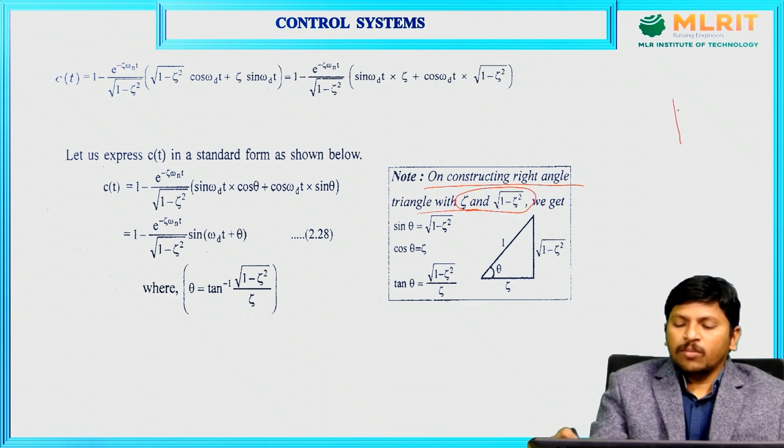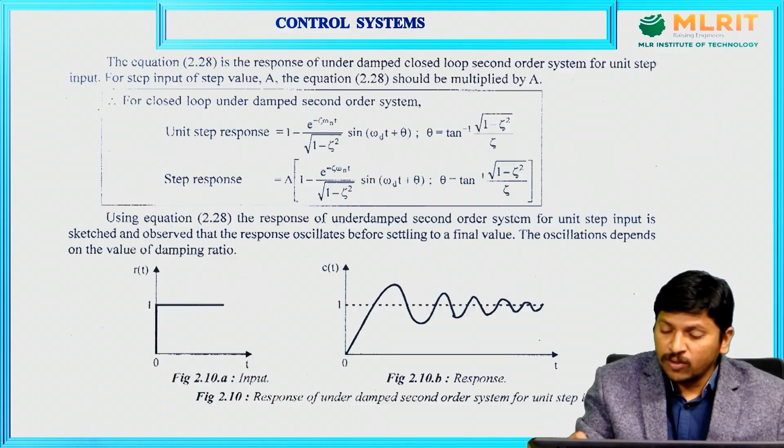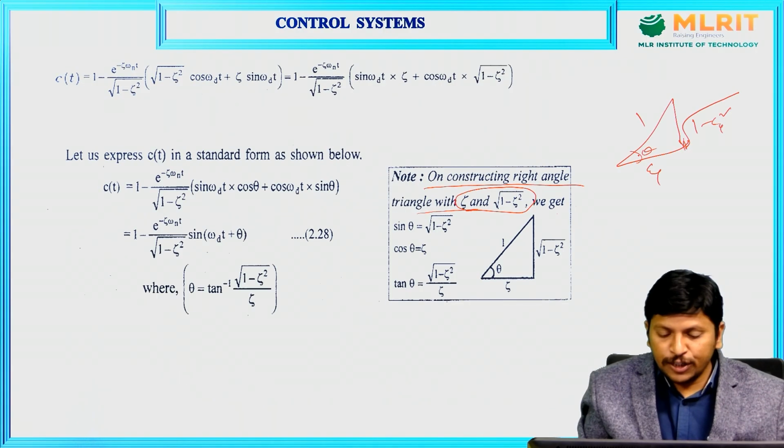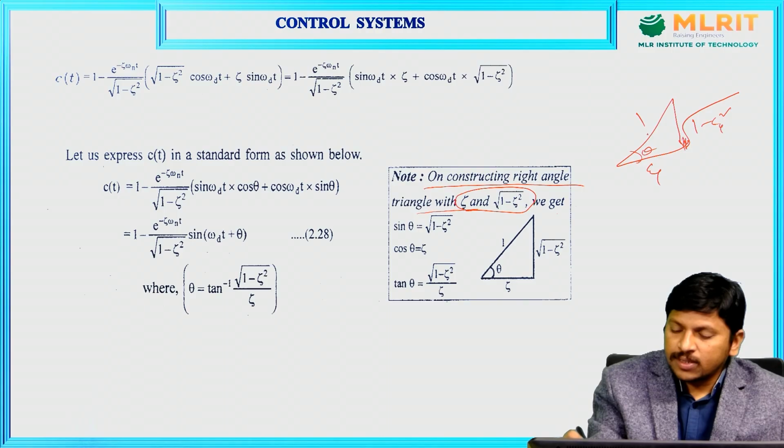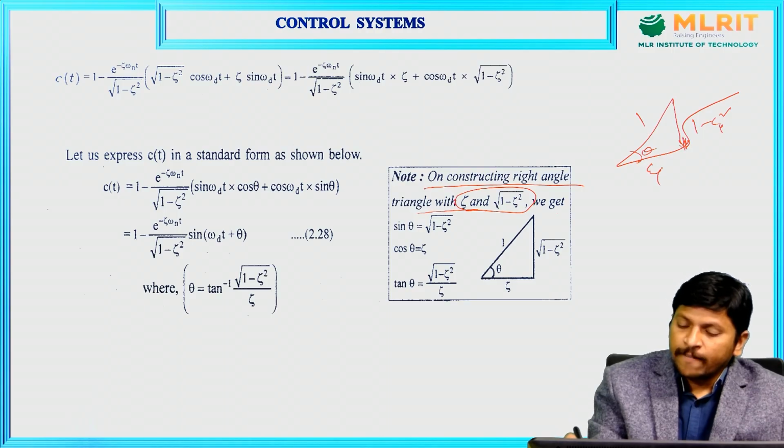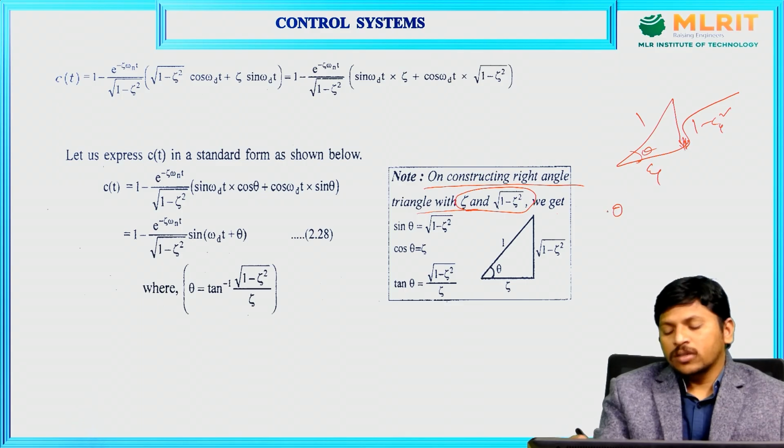Simply, I am going to write here theta. The side is square root of 1 minus zeta square, and the hypotenuse value is 1, so zeta is with respect to the adjacent side. This is the adjacent and this is the hypotenuse. Here theta, for example, sin square theta plus cos square theta equals 1, right?